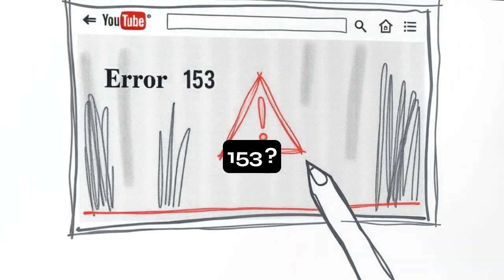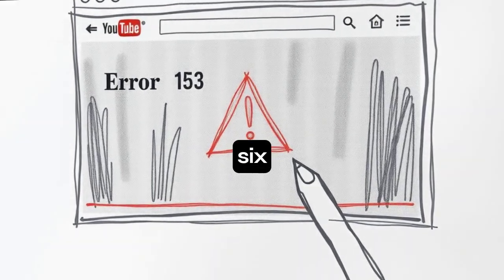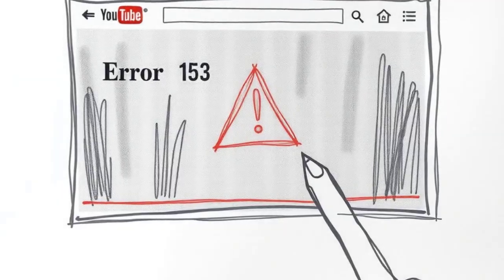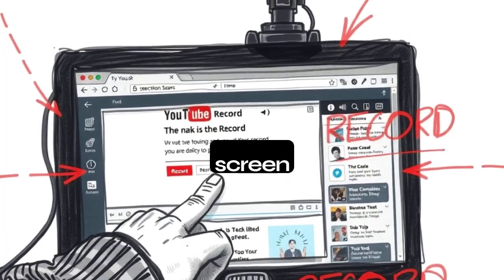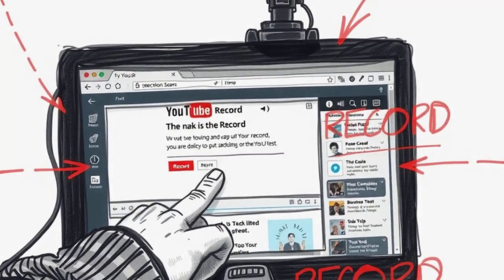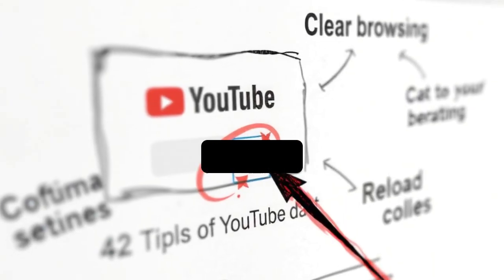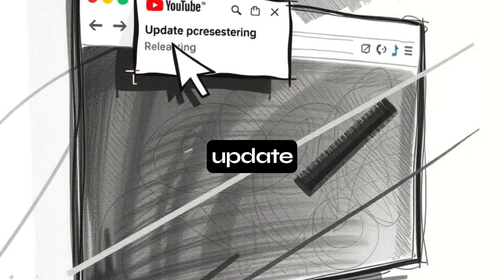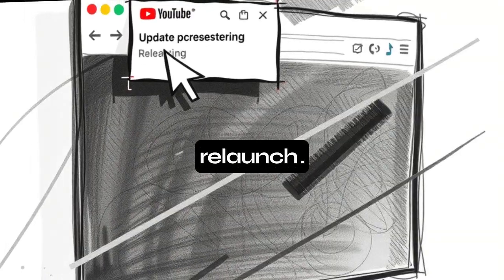Seeing YouTube error 153? I'll show 6 quick fixes that usually resolve it. First, reproduce the error with a screen recording so you can follow along. Clear your browser cache and cookies, then reload the video. Update your browser to the latest version and relaunch.